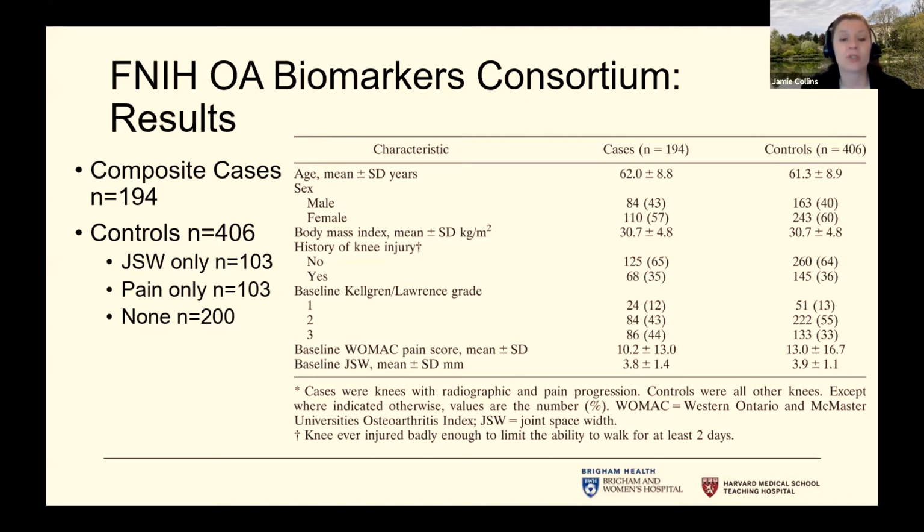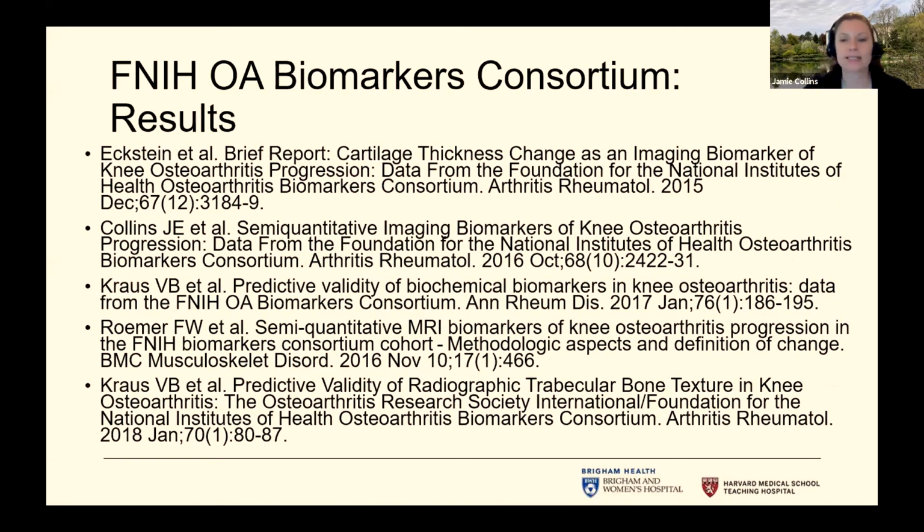Baseline Kellgren-Lawrence grade was one baseline characteristic that we were not able to well match between the groups. So 44% of the cases had a baseline KL grade 3 compared to 33% of controls. The baseline WOMAC pain was quite modest, on average about 12, and the baseline joint space width was about 3.9 millimeters.